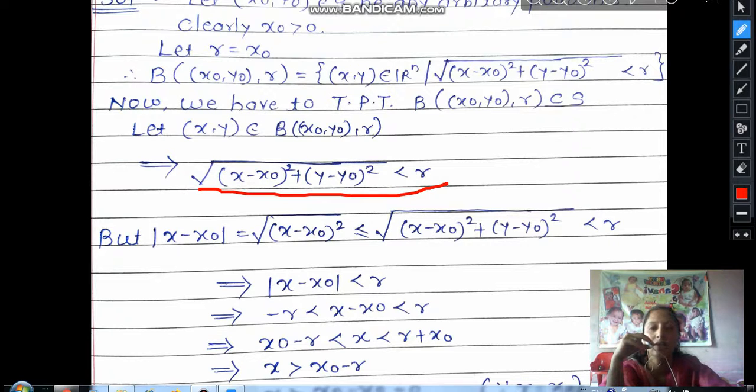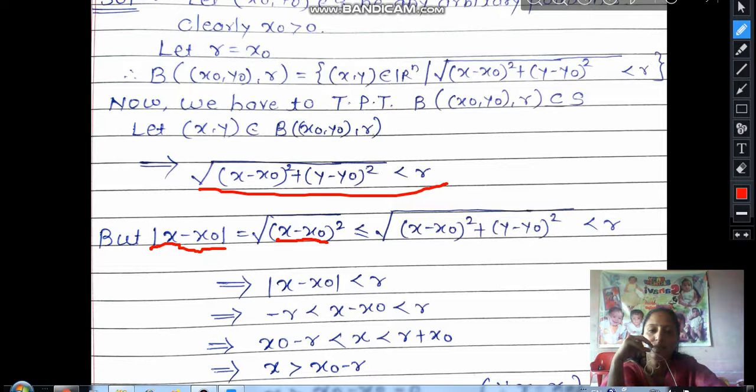Okay, but consider the modulus of x minus x0. Now the modulus of x minus x0 is equal to the square root of (x minus x0) square, since square and square root will cancel and only x minus x0 remains. Modulus gives you a positive value. So the modulus of x minus x0 is equal to the square root of (x minus x0) bracket square.